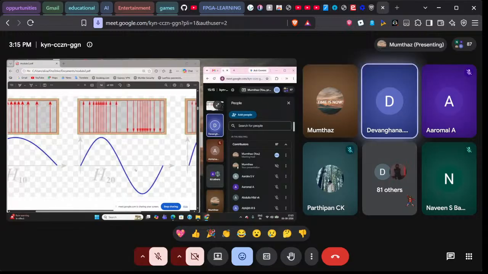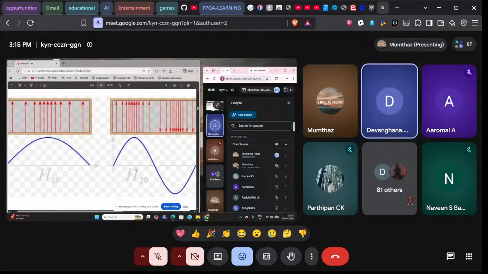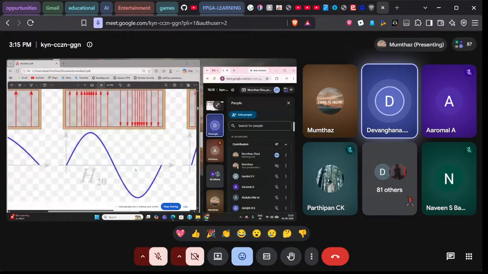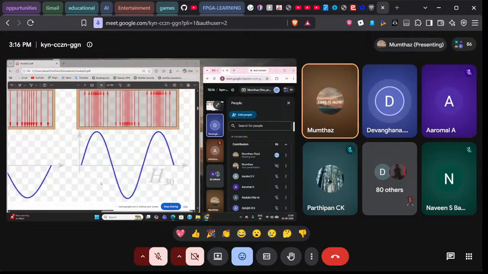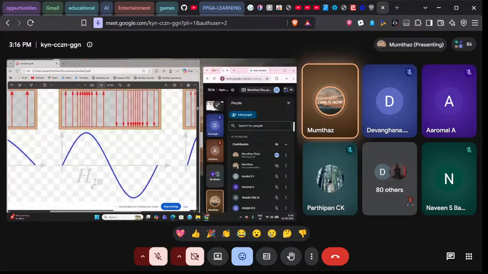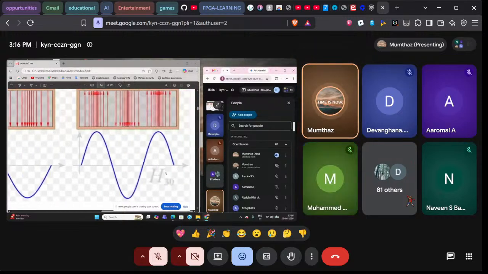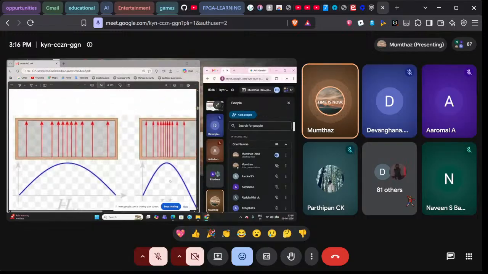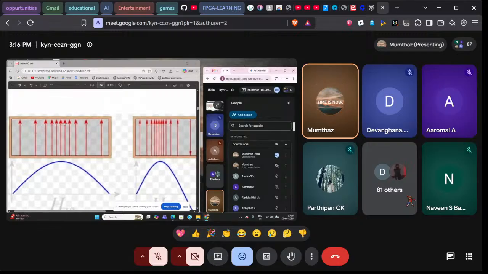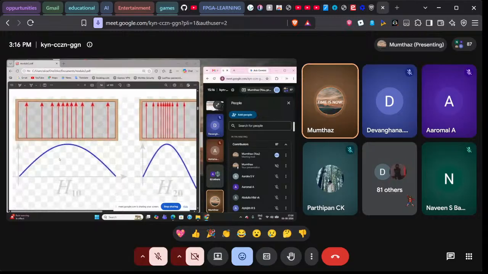Half of the sine wave, that is why H10. One full sine wave, so H20, and three half sine waves, so H30. The index values 2 and 3 here, and 1 here, show the number of half sine waves in the waveguide. In this figure we can see there is only one half of a sine wave, so for one half we write H10.